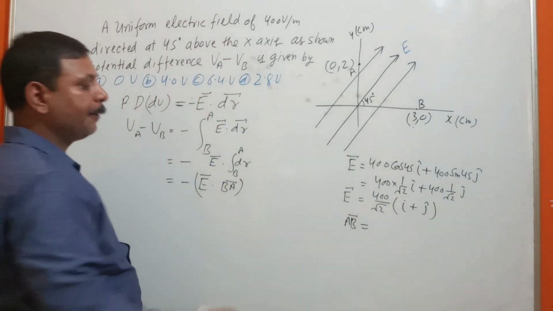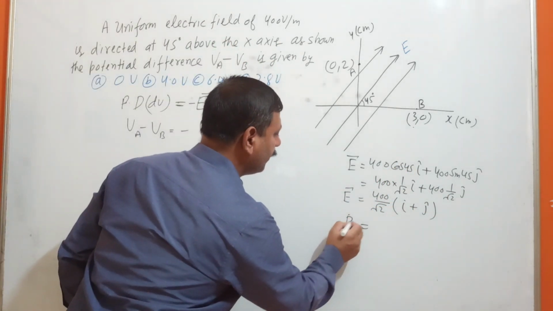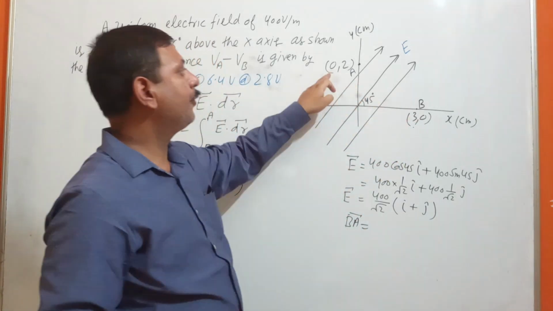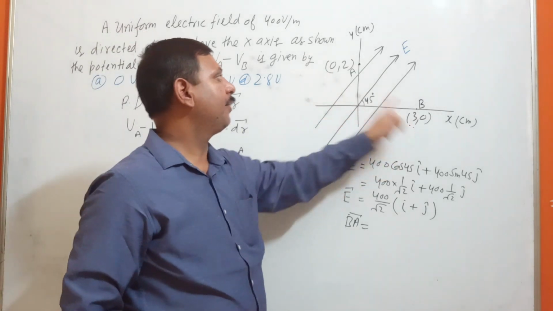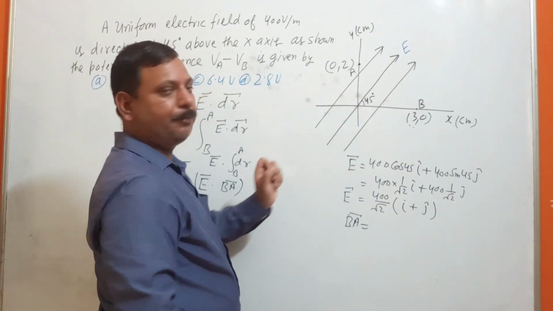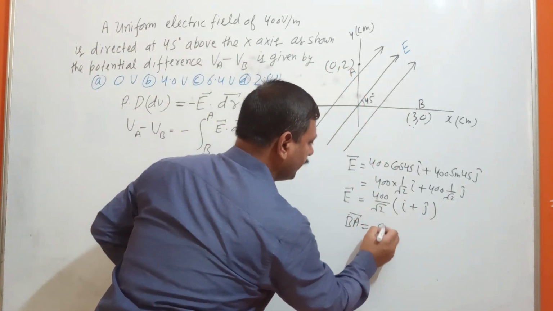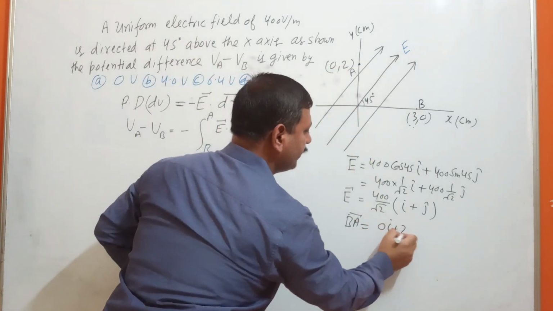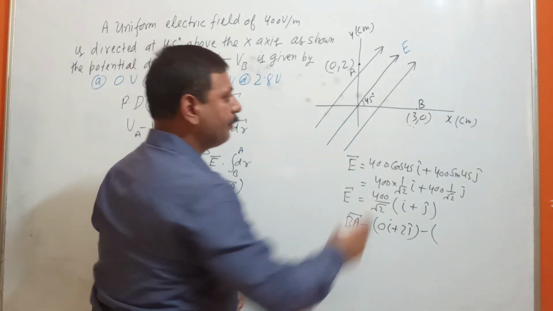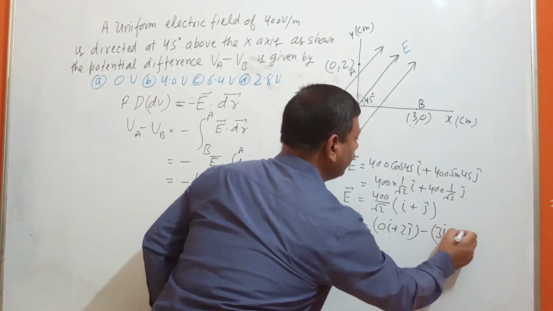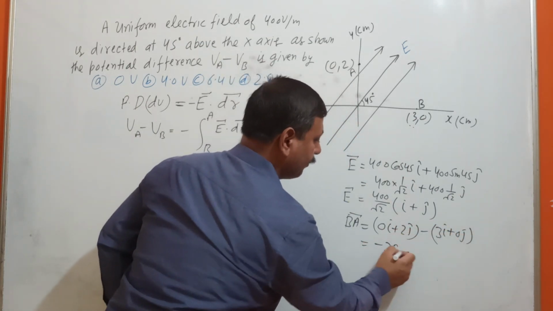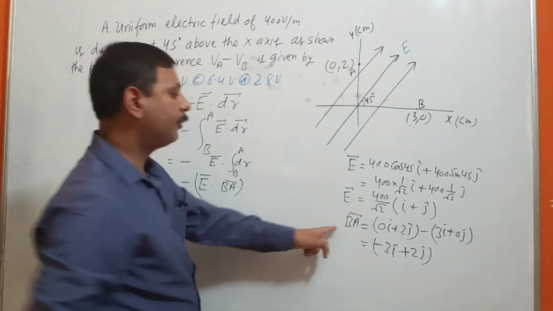Now what is the vector BA? B coordinate they have given is (3, 0), A coordinate is (0, 2). The vector BA means position vector of A minus position vector of B. Position vector of A is 0i plus 2j, minus position vector of B, which is 3i plus 0j. So 0 minus 3 will be minus 3i plus 2j. So this will be the vector BA.